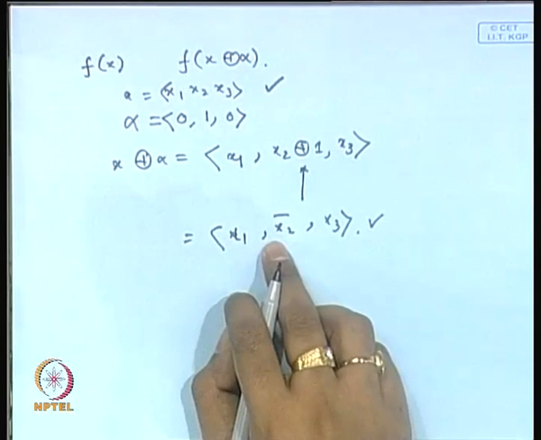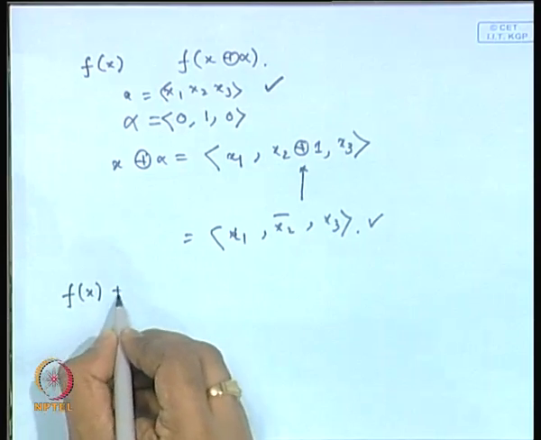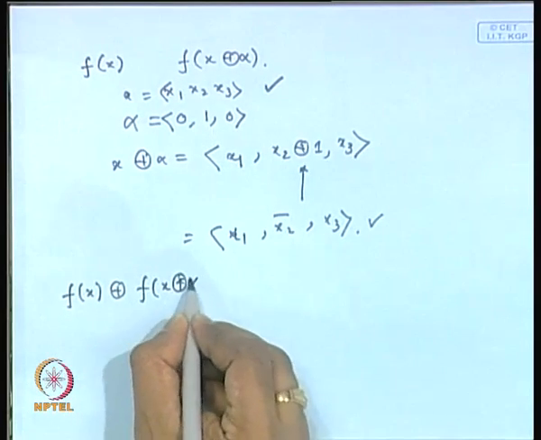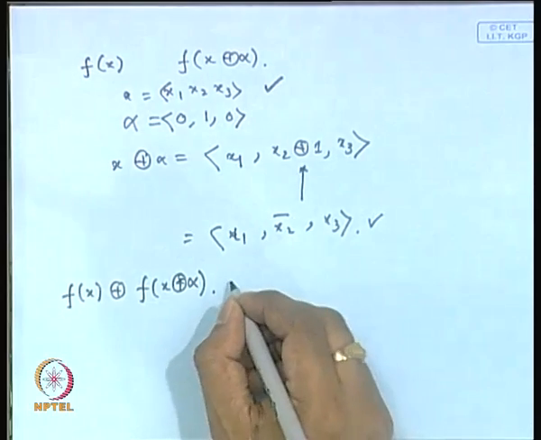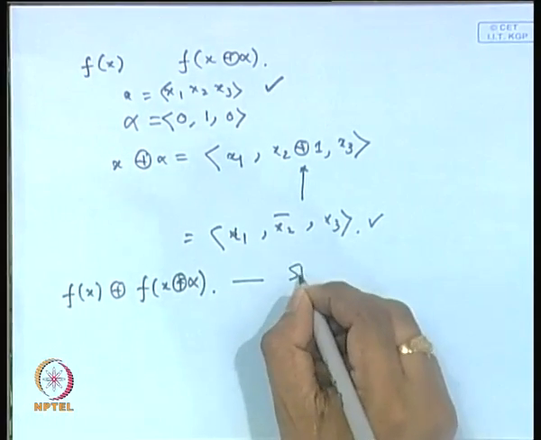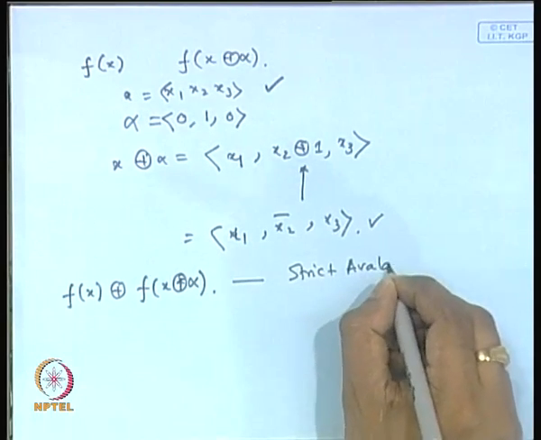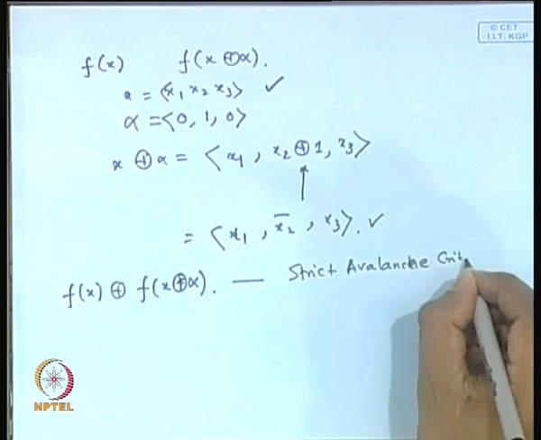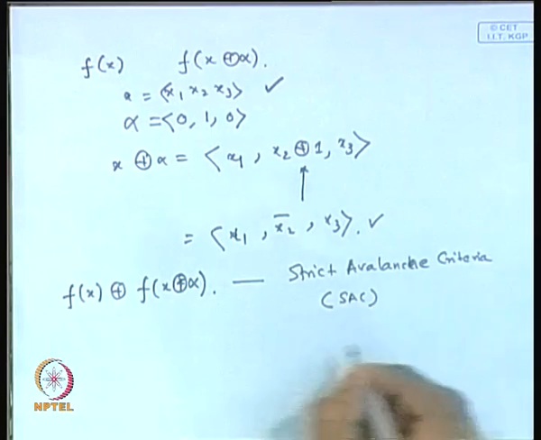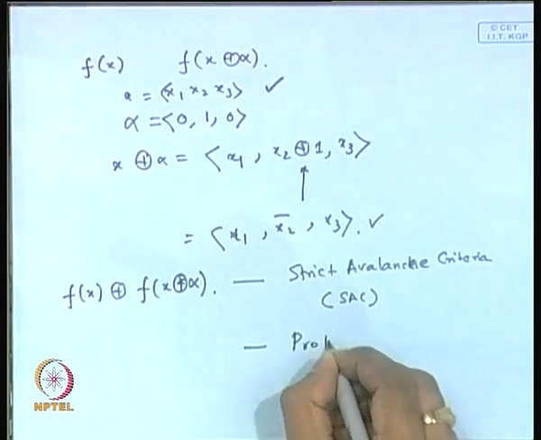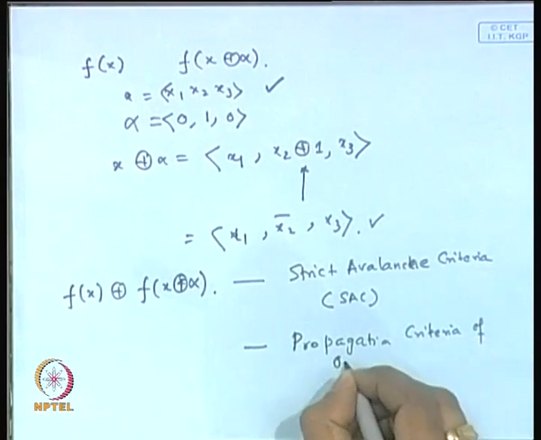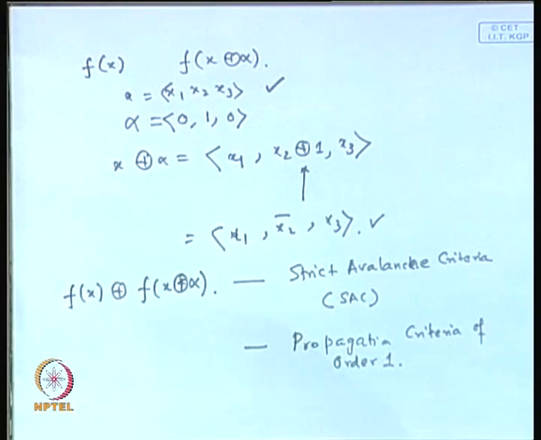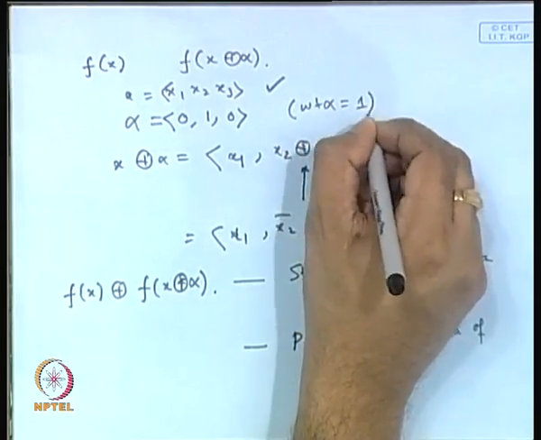which has been changed, and the idea is that f(x) XORed with f(x XOR alpha) should be a balanced function, essentially should still be balanced. And we call this strict avalanche criteria, or often referred to as SAC, and we also say that it satisfies propagation criteria of order 1. Order 1, why? Because the weight of alpha was equal to 1 in this case, right.